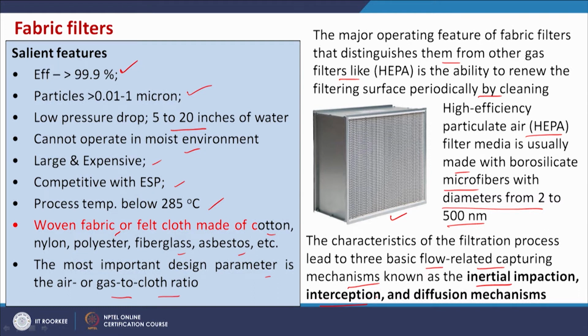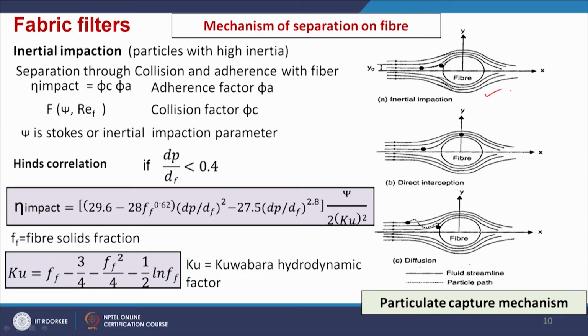So, three major types of mechanisms are responsible for the collection of particles in this type of device, and now we will see those different mechanisms. Here this figure shows inertial impaction, this is diffusion, and this is direct interception. In direct interception the particle is coming here, but in inertial impaction the separation is through collision and adherence with fibers.